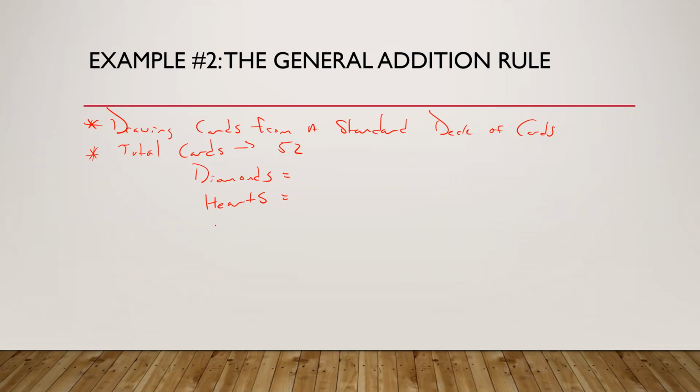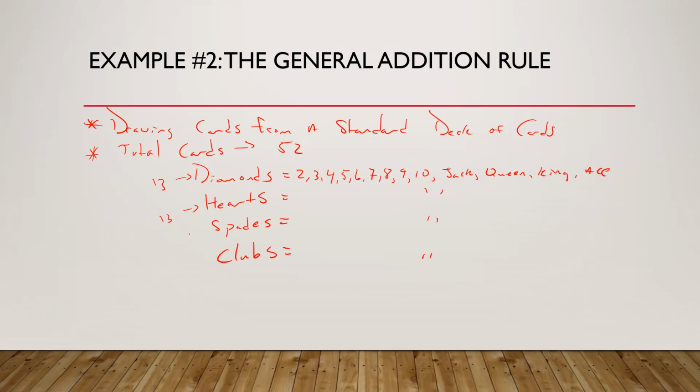Spades and clubs? Yep. Thank you. Now there's 4 suits, right? The diamonds, the hearts, the spades, and the clubs. Now they all have the same exact cards in them. They all have the cards 2, 3, 4, 5, 6, 7, 8, 9, and a 10. Then they all have a jack, a queen, a king, and an ace. So there are 4 jacks in the deck, 4 sevens in the deck, and so on. So each suit has 13 cards, and 13 times 4 gets you that 52.